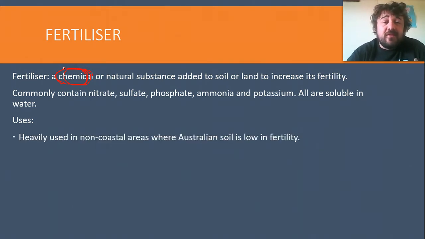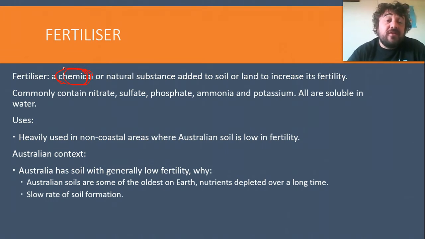So basically we use them in non-coastal areas in particular. Coastal areas still use fertilizers, but in non-coastal areas, the soil in Australia is particularly infertile. Now, why is this used in the Australian context? In Australia, we have really low fertility of our soil. This is because our soils are really old, generally, and over that long period of time, the nutrients are depleted out of the soil. In particular, this is combined with a really slow rate of soil formation.